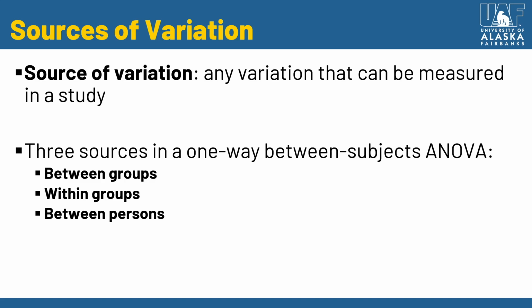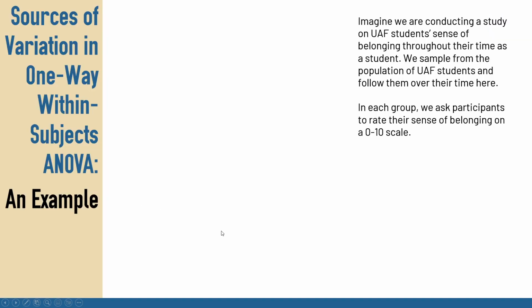And so here are the sources of variation. There are three. There's a typo, that should say one way within subjects ANOVA. Here we have variance between groups, within groups, and between persons. Let's do a hypothetical example real quick. We're not going to have to solve anything, just to explain those sources of variation.